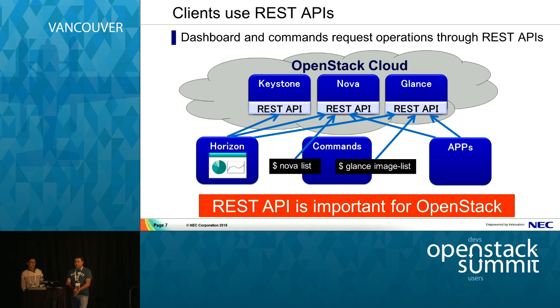This is how clients use the REST API for an OpenStack cloud. One client we can think of is Horizon, the OpenStack dashboard, which directly calls the REST APIs. Another is the commands or Python clients. All the commands make calls to the REST APIs of a particular component, like Keystone, Nova, or Glance. Applications can also directly use the REST API and get all the features provided by the OpenStack projects. So it is very important for OpenStack to support REST APIs.